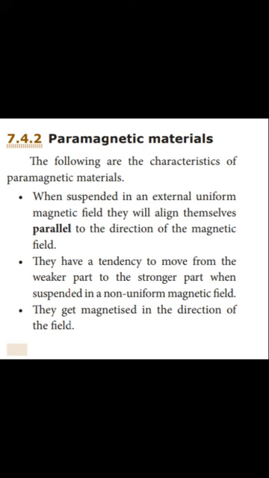Second one, when we place the paramagnetic material in a non-uniform magnetic field, they will move from the weaker part to the stronger part. Third one, paramagnetic materials get magnetized in the direction of the magnetic field.